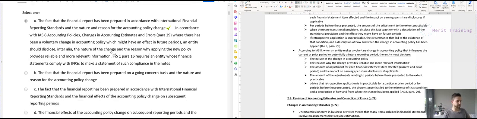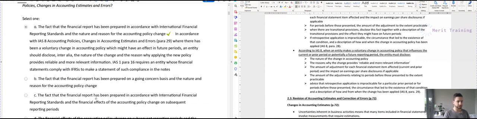So we just got to look through these ones and figure out which of these doesn't fit in with this. So the first one is the fact that the financial report has been reported in accordance with IFRS, and the nature and reasons for the accounting policy change. So we need that. We need the nature and the change. Yep. In accordance, whether there's been a voluntary change might have an effect, an entity should disclose the nature of the change. Correct. We need to provide the nature of the change. And the reason why applying the new policy provides more reliable and more relevant information. Correct. We need to provide this as per this little bit here.